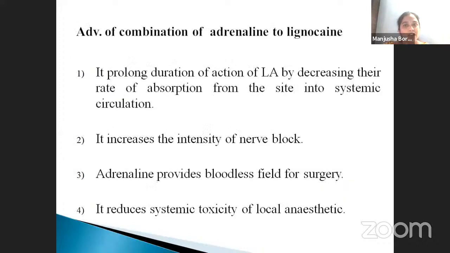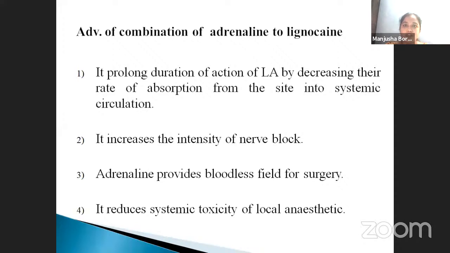This is the most frequently asked question in viva. What are the advantages of combining adrenaline with lignocaine? Adrenaline is a vasoconstrictor agent. This combination of adrenaline with lignocaine is most commonly preferred in dental practice. What is the advantage of this combination?